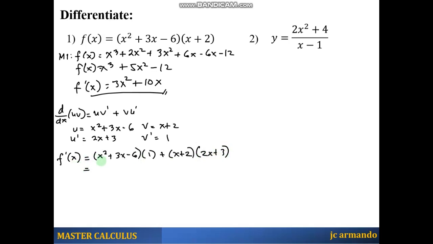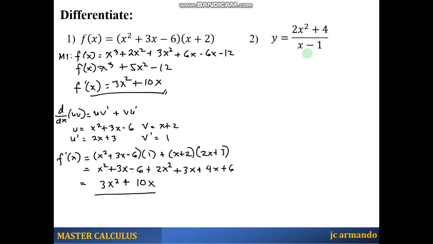Okay? So, x squared plus 3x minus 6 times 1 is x squared plus 3x minus 6, x times 2x, 2x squared, x times 3, 3x, 2 times 2x, 4x, 2 times 3, 6. Combine, so x squared plus 2x squared, 3x squared, 3x plus 3x, 6x, plus 4x, 10x. Then negative 6 plus 6 is 0. So as you can see, we arrive at the same answer.